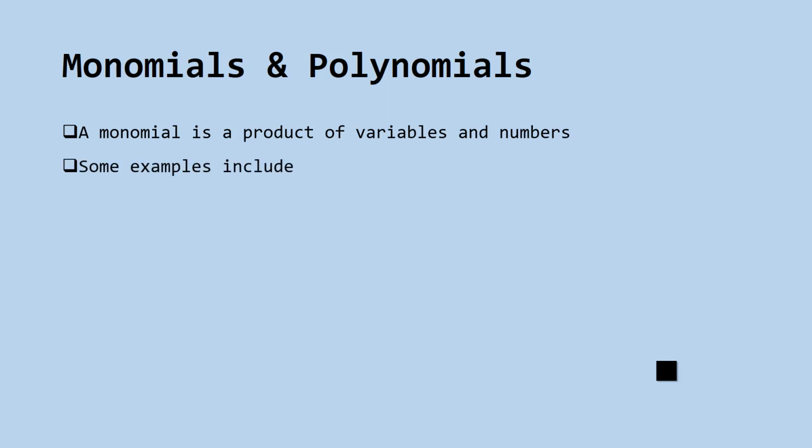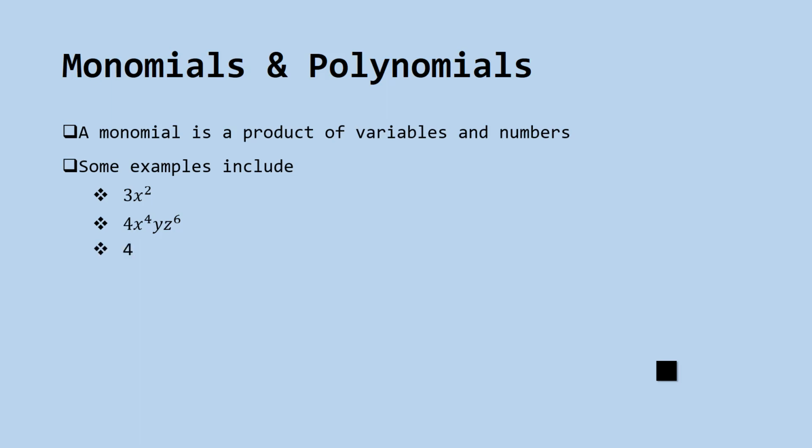This lesson will introduce you to the terms monomials and polynomials. A monomial is a product of variables and numbers. Some examples include 3x squared, 4x to the fourth, yz to the sixth, and the constant 4.